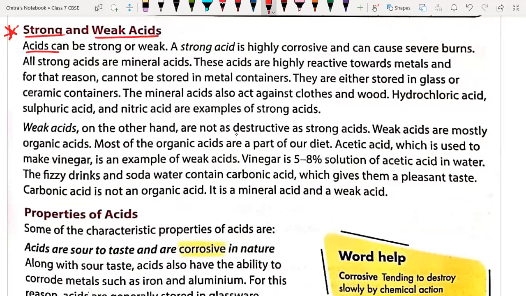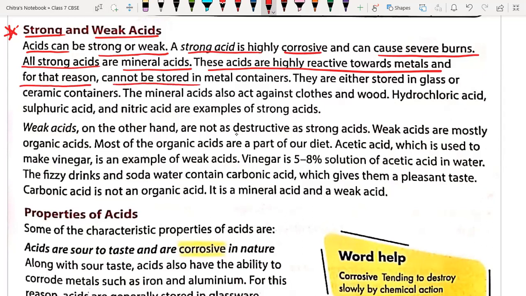Now we are going to discuss strong and weak acids. Acids can be strong or weak on the basis of their acidic nature. A strong acid is highly corrosive and can cause severe burns. When our skin comes in contact with a strong acid, we will have a burning sensation. All strong acids are mineral acids. So whatever acids are mineral acids are strong in nature. These acids are highly reactive towards metals and are responsible for the corrosion of metals also.